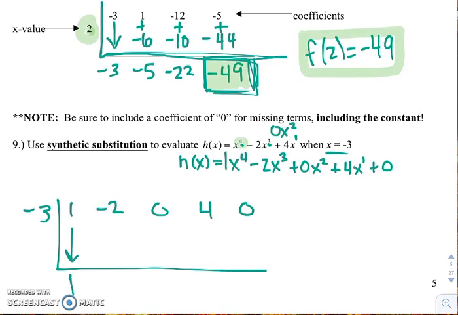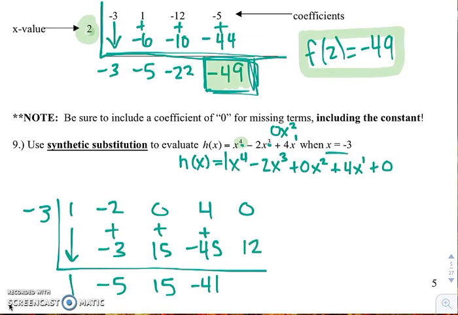So -3 times 1, add to get -5. -3 times -5, 15, add 15. -3, we get -45. And then you add those guys together, get -41. And -41 times -3 is a positive 123.